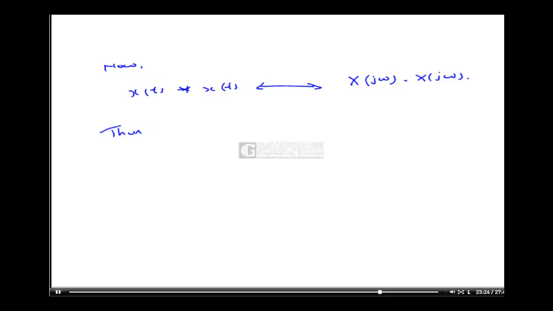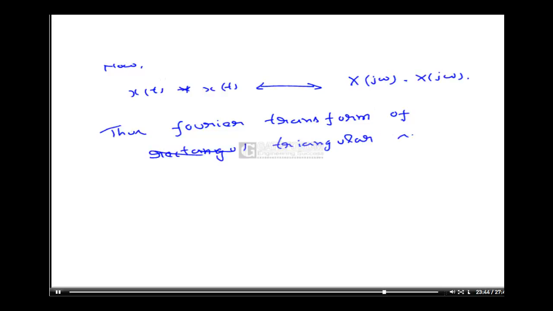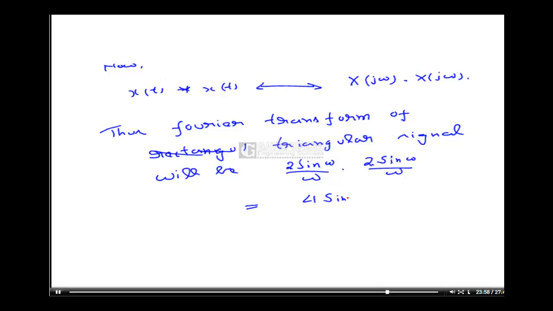Thus the Fourier transform of the rectangular, sorry, this is not rectangular, triangular signal will be 2 sine omega by omega multiplied by 2 sine omega by omega, which is equal to 4 sine square omega by omega square. Okay, this way this problem is solved.